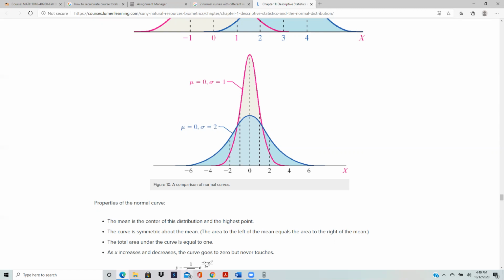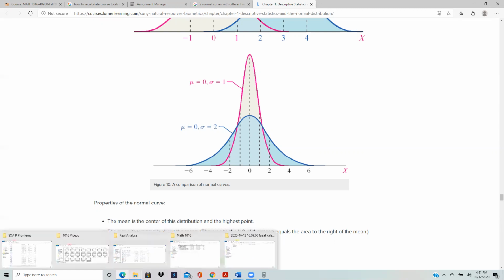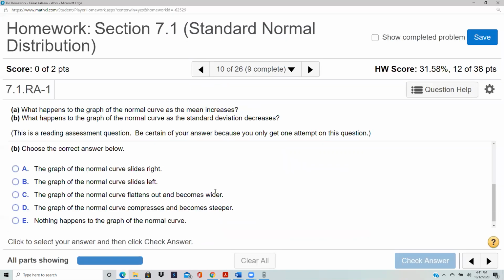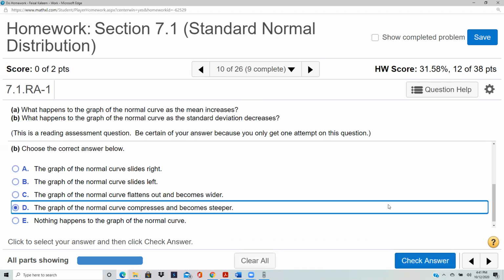So let's see. What happens to the normal curve as the standard deviation decreases? The curve should become steeper. It compresses and becomes steeper. Yeah, that's what was happening to the pink curve.